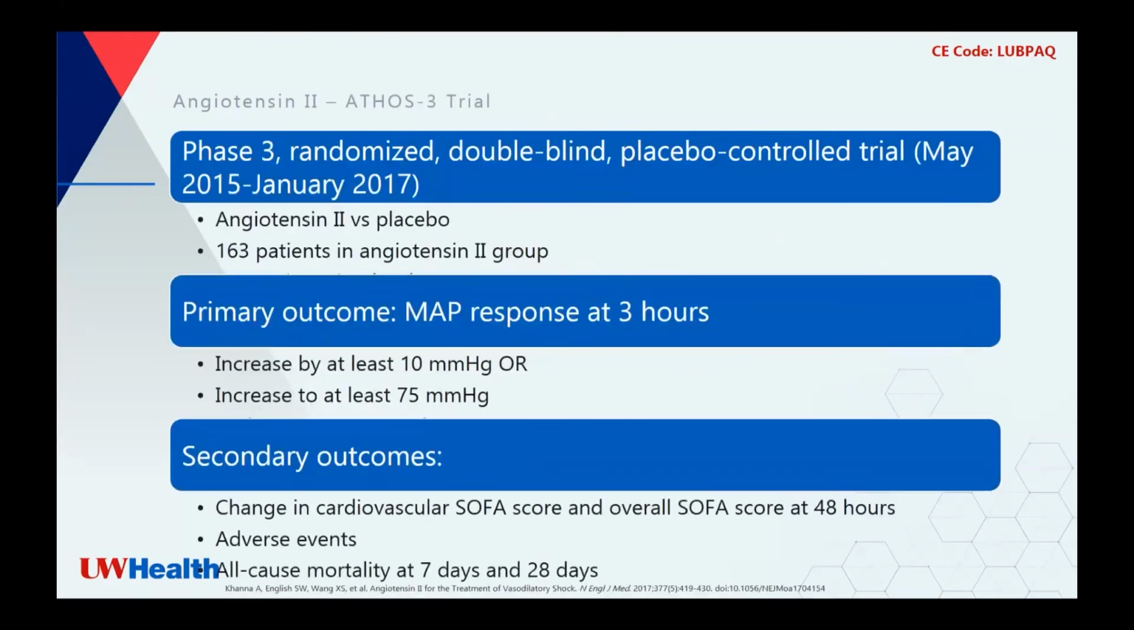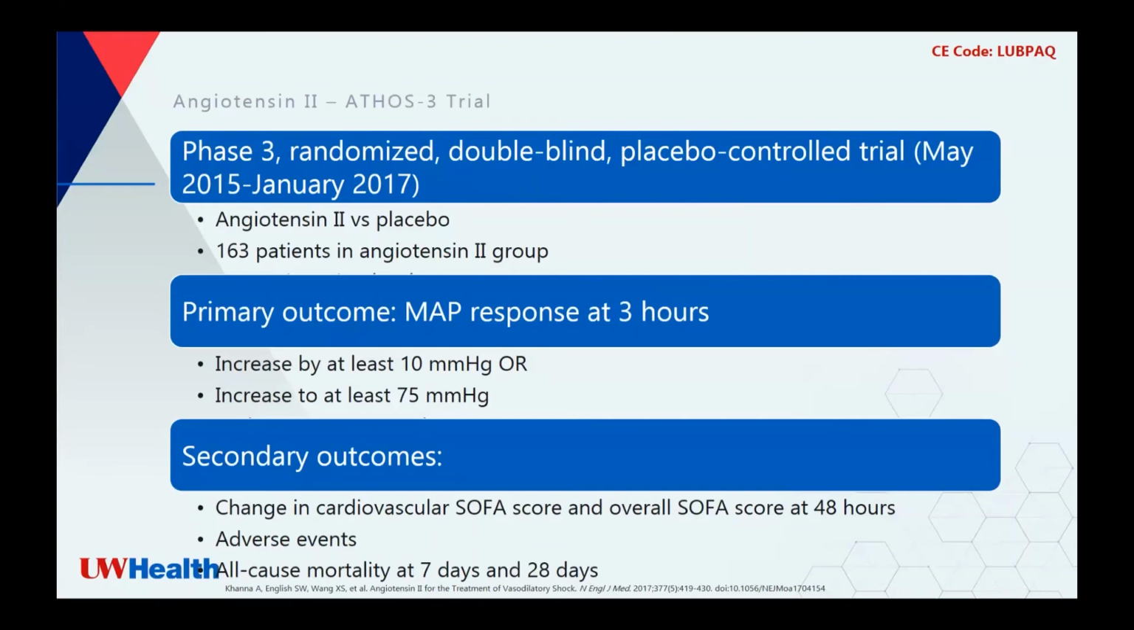The main trial that led to the approval of angiotensin II was the ATHOS-3 trial. It was a phase 3 double-blind placebo-controlled trial where patients were stratified by their MAP and their APACHE II score to angiotensin II versus placebo. And again, sorry that this is cut off, but there were 163 patients in the angiotensin II group, and I can't remember how many were in the other group, but it was a similar number.